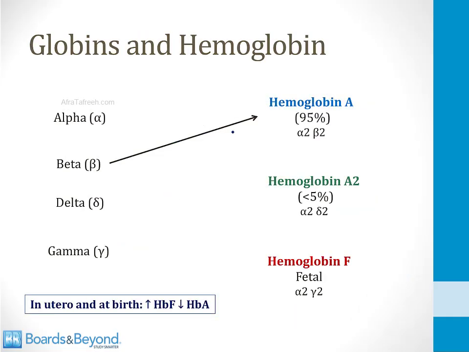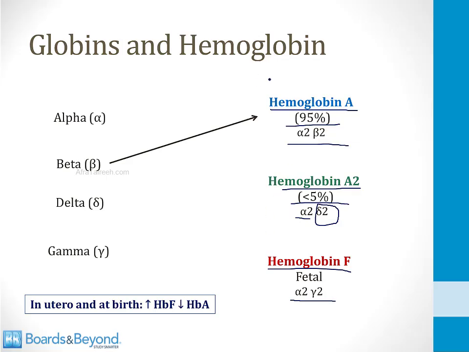By way of review, there are 3 types of normally occurring hemoglobin. Hemoglobin A is the most common type in the adults. It's 95% of our hemoglobin. It's made up of 2 alpha and 2 beta chains. Hemoglobin A2 is the less common adult type of hemoglobin. It's usually less than 5% of our hemoglobin. It also has 2 alpha chains, but it has 2 delta chains instead of beta chains. And then finally, fetal hemoglobin has 2 alpha chains and 2 gamma chains.